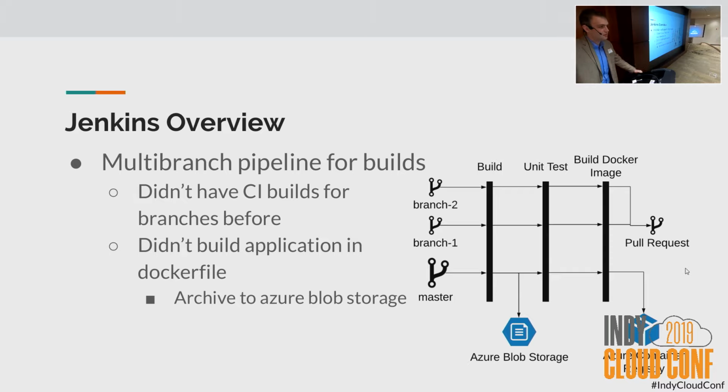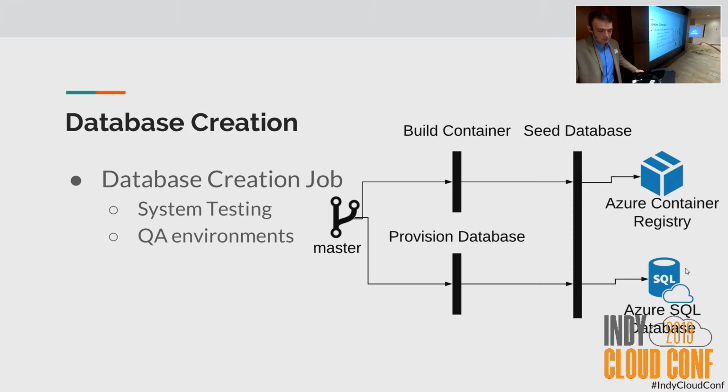The application would be unit tested, and then we'd finally build our Docker image. Typically, you'd want to build the application in a Docker file, but with needing that binary, it just would have been duplicated effort. So then finally, that container would go into Azure's container registry, which is just a nice place to store containers. And that was the main CI build that we were focused on.